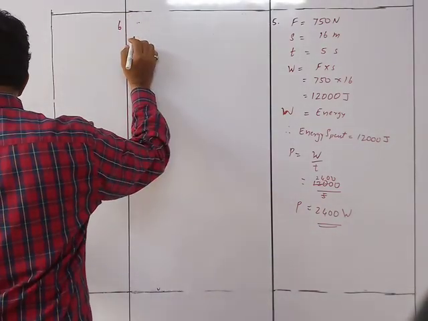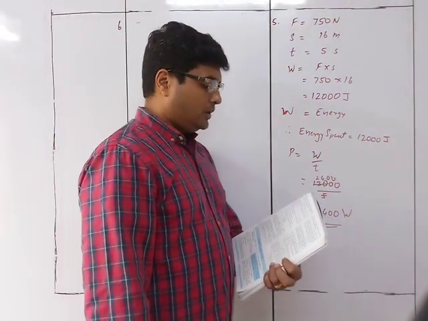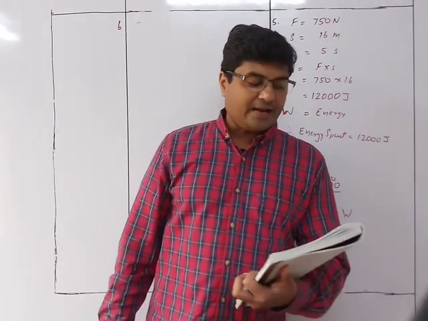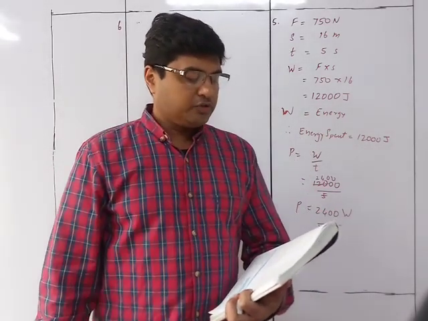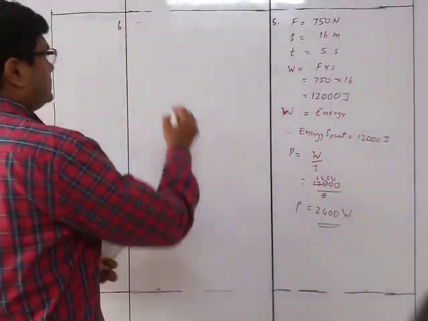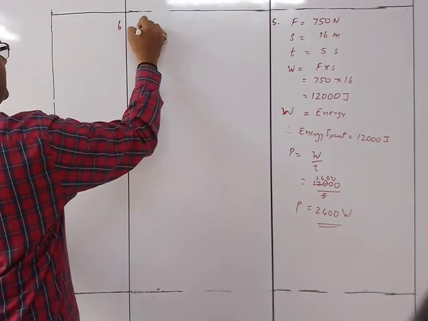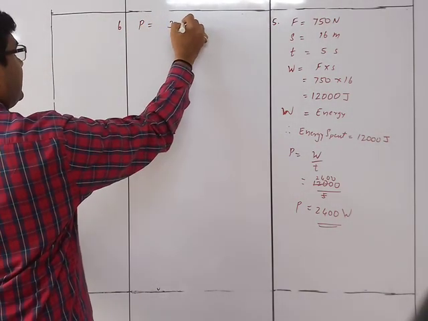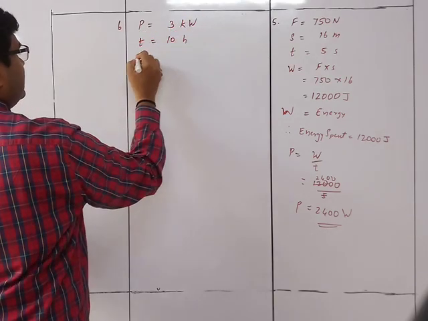Question number 6. An electric heater of power 3 kilowatt is used for 10 hours. How much energy does it consume? Express your answer in kilowatt hour and joule, both. So first, we get power is equal to 3 kW, time is equal to 10 hours.